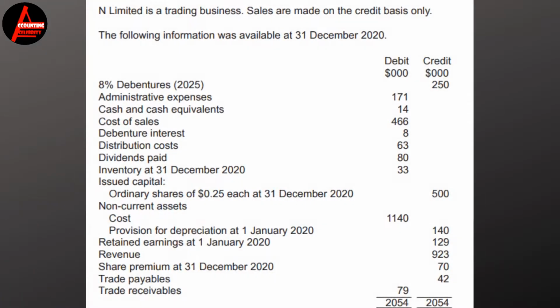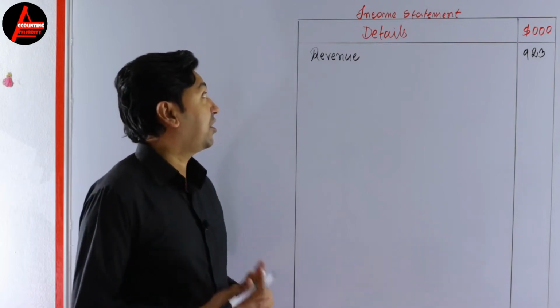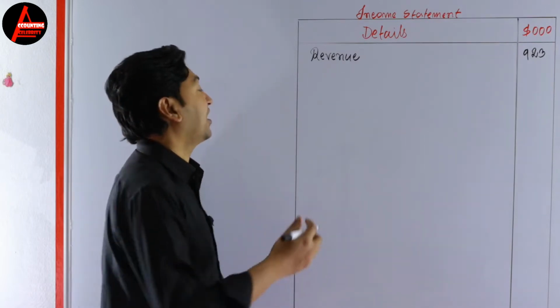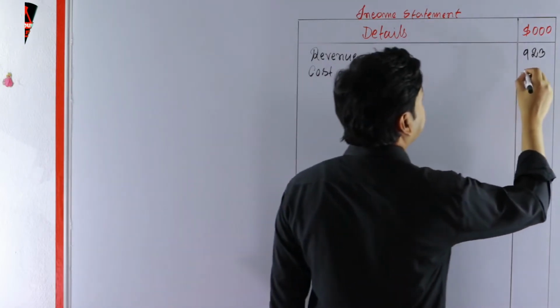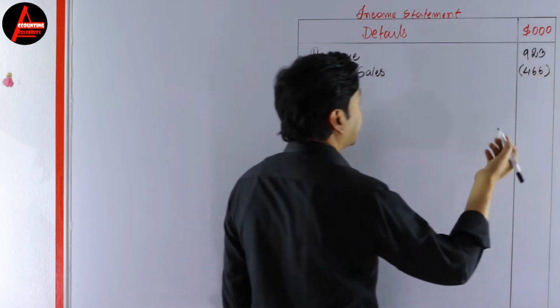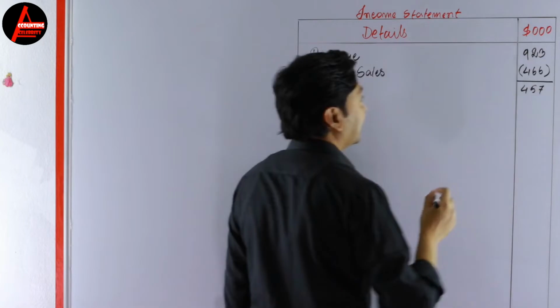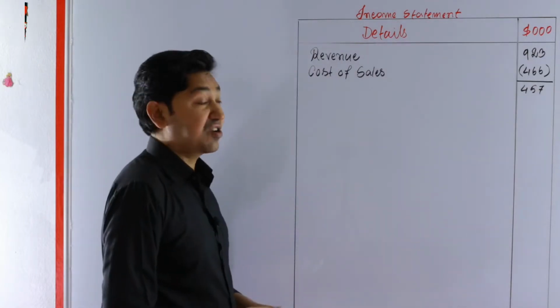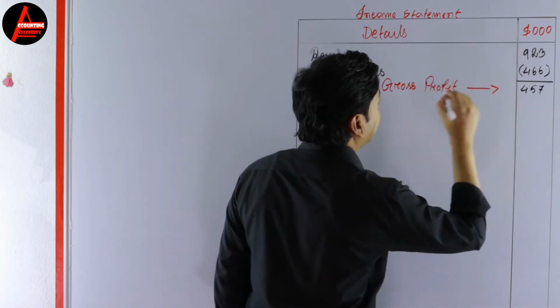Then what do we have in the question? We have cost of sales, which is $466,000. We know gross profit equals revenue minus cost of sales. So let us write here cost of sales, $466,000. If we subtract this cost of sales from the revenue, we get $457,000. This amount is gross profit. So let us write here gross profit. We calculated gross profit.